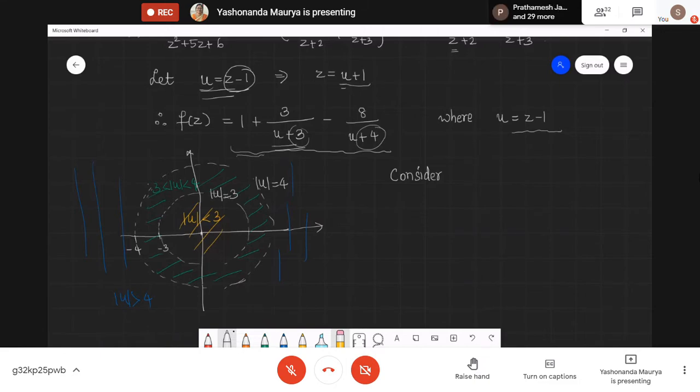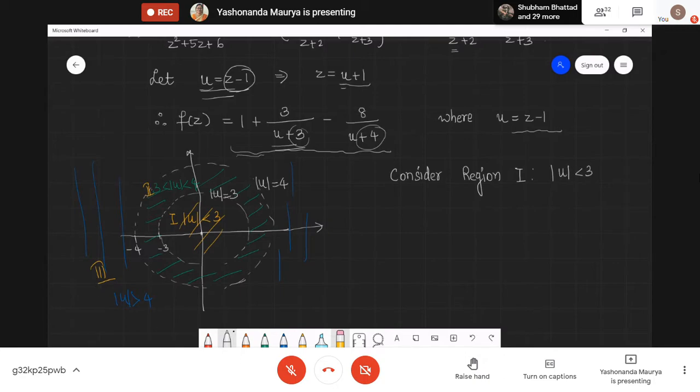Consider region 1. Let us label them. This is my region number 1. This is my region number 2 and this is my region number 3. So you consider region 1, that is mod of u is less than 3.